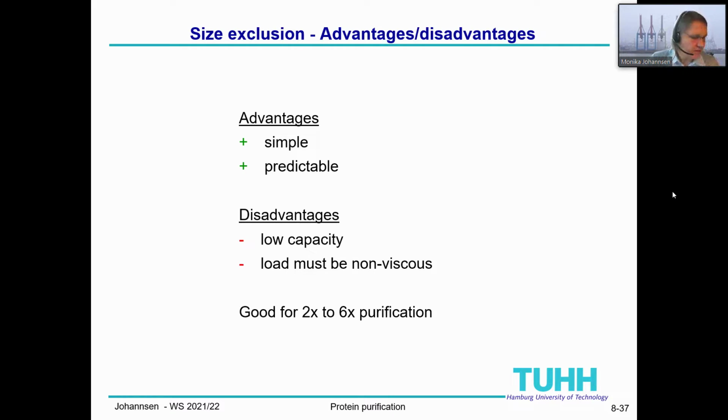Okay, so in general, the advantages of size exclusion chromatography are that it's very simple and predictable. Unfortunately, it has a low capacity, and the load must be non-viscous, so the concentrations are not allowed to be too high here. But it's good for a 2-fold to 6-fold purification.